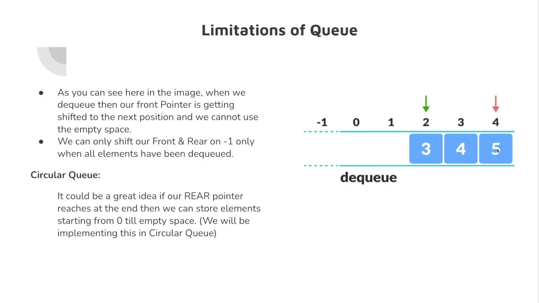So front and rear will be at -1 whenever we have nothing in our queue. It could be great if our rear, once it has reached the final place, which is the fourth index, could restart from here as well. Like after 4, if we have another element to insert, then we can insert it here. So that's not a part of this video. We will discuss it in the next video, which is called a circular queue.